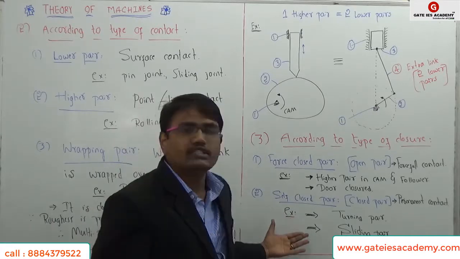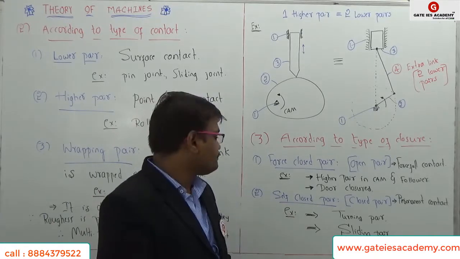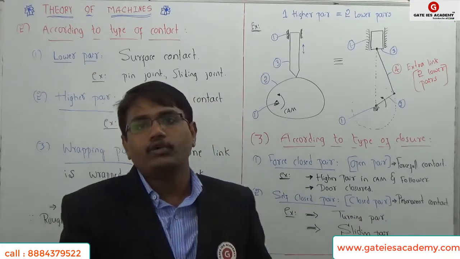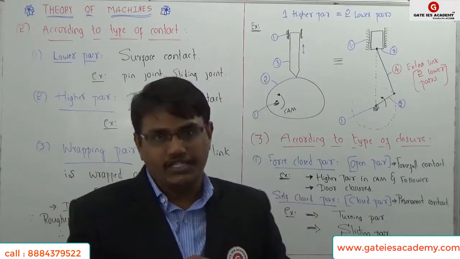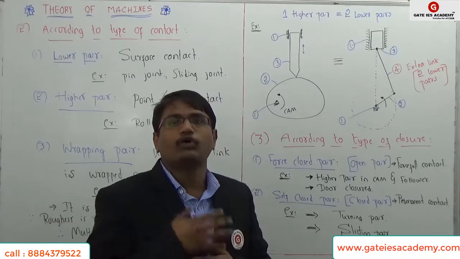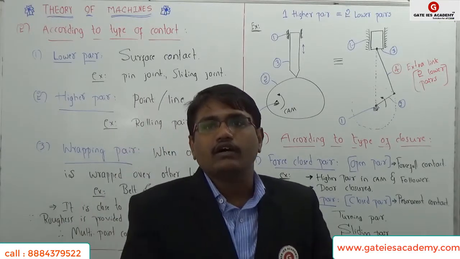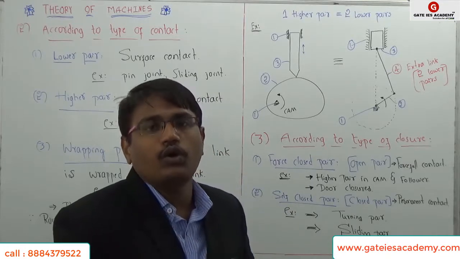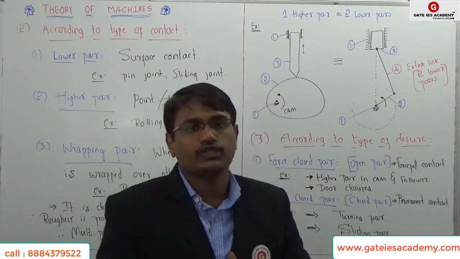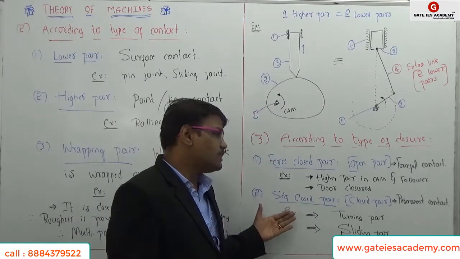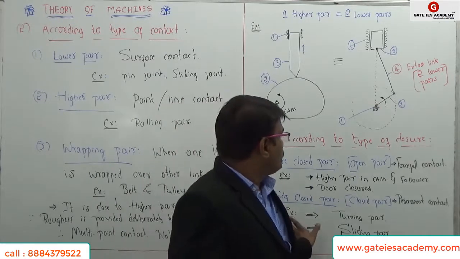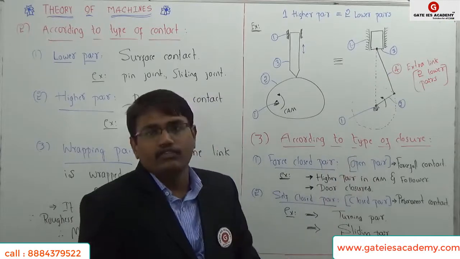Now what is a self closed pair? Permanent contact is there. For example, you take again a hinge joint or a turning pair or a sliding pair. There is no need of any extra force to establish the contact. So that is why it is known as a self-closed pair, right? So the remaining part again we will discuss.